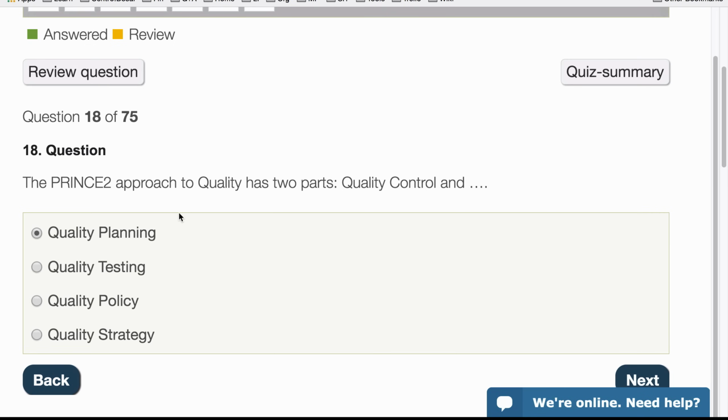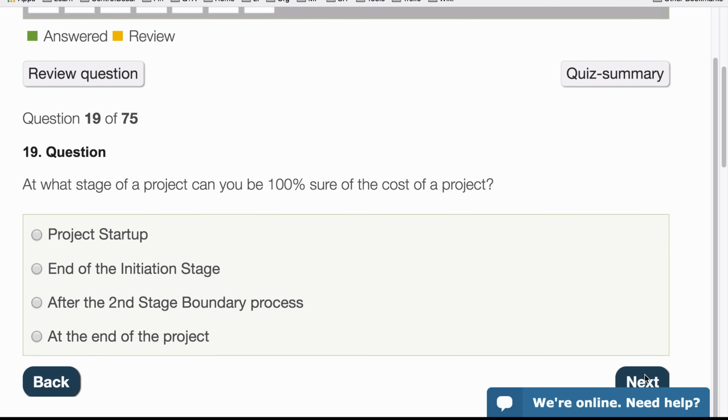Question 18. The PRINCE2 approach to quality has 2 parts, quality control and something else. So is it quality planning, quality testing, quality policy, or quality strategy? Well, this is something I think that you have to know, but it's definitely not the quality strategy. At the beginning, we plan the quality and then we control the quality. So we plan the quality in the product descriptions and other products as well, and then we control it. Quality planning comes first and then quality control. So it's done here in reverse order, but that might happen in the exam question as well. So it's quality planning.